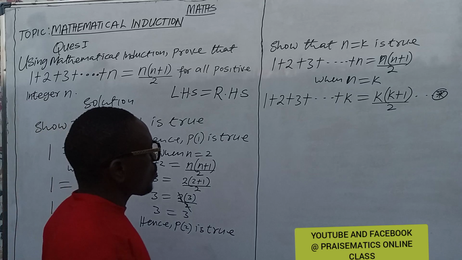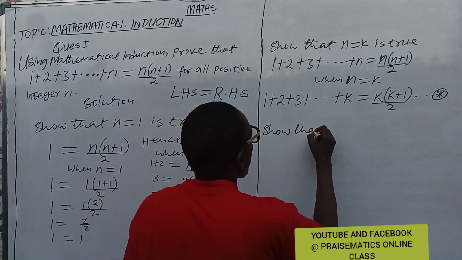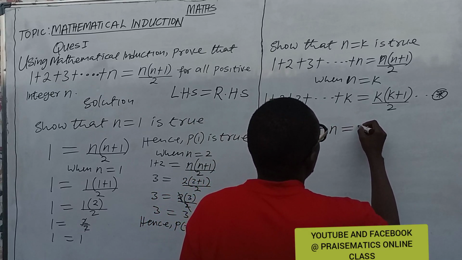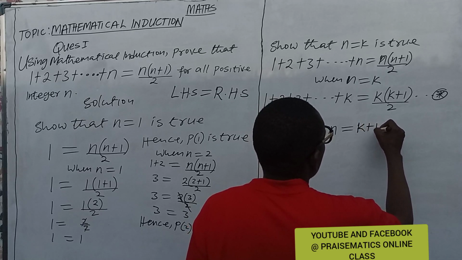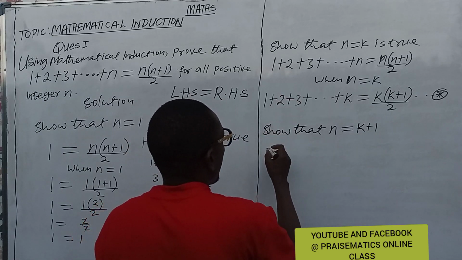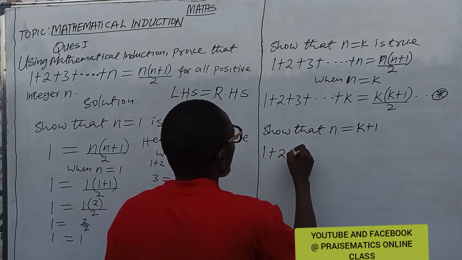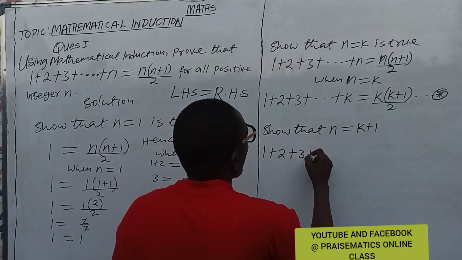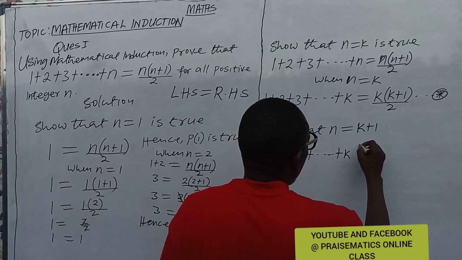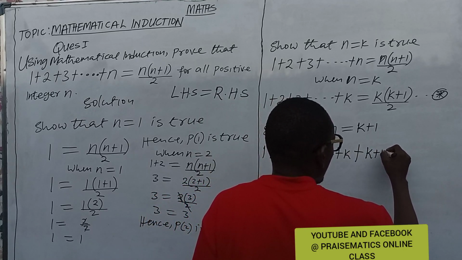Okay. Now finally, let's show that P(n), where n is equal to k plus 1. If n is equal to k plus 1, from this place, we now have that this is 1 plus 2 plus 3 plus ... plus k plus that of n, which is k plus 1.